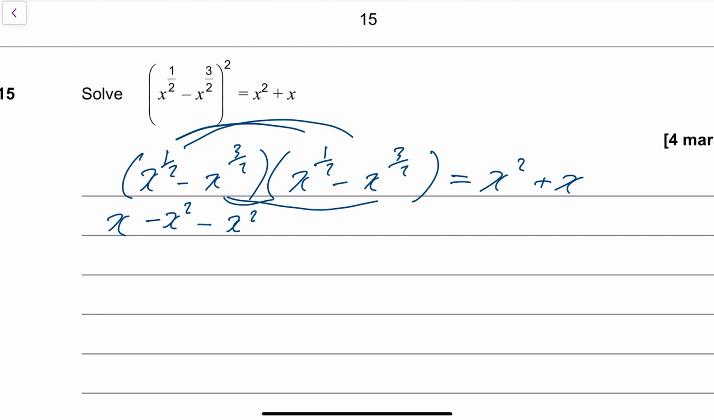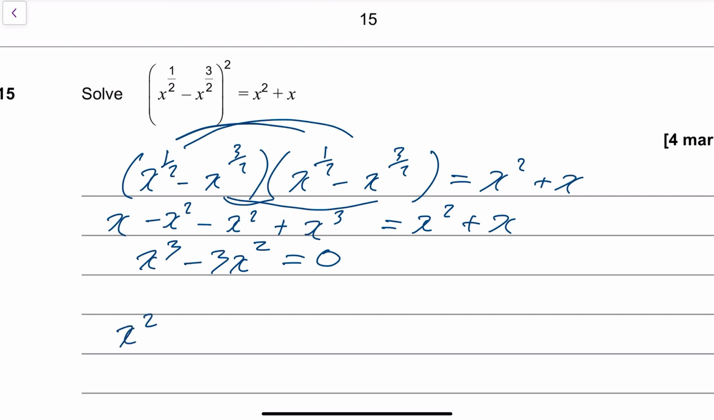What is 6 over 2? That's going to be plus x to the power of 3. And that equals x squared plus x. Tidy up the left-hand side, or you know what, bring it all to one side. You'll have x cubed minus 3x squared equals 0, because the x's cancel out, right? I don't think I've made any mistakes there.